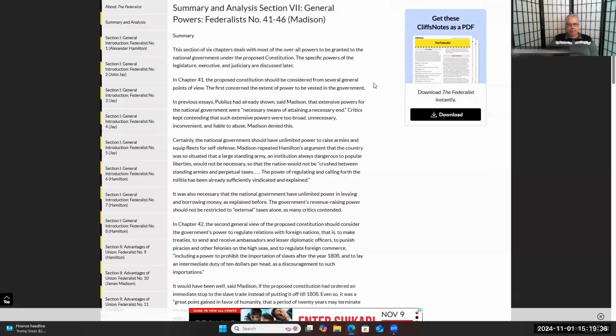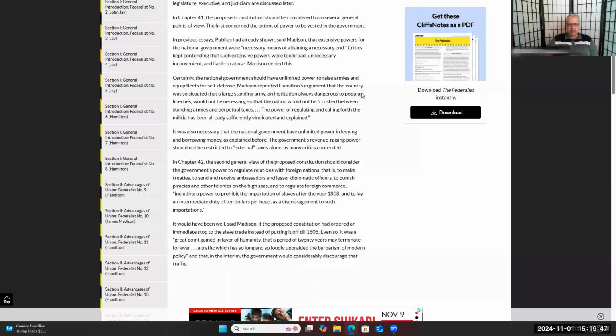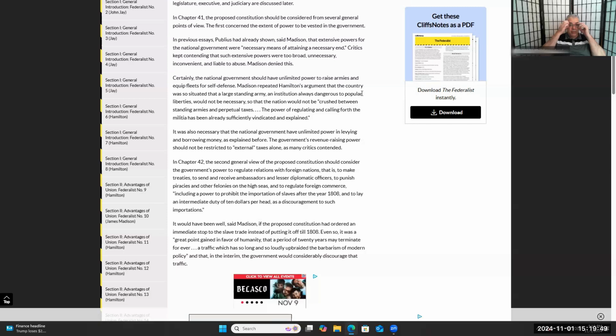Okay, general powers. In chapter 41, the proposed constitution should be considered from several general points of view. The first concerns the extent of power to be vested in government. So this, again, is important. This is a biggie. In previous essays, Publius had already shown, said Madison, that extensive powers for the national government were necessary means of attaining a necessary end. Critics kept contending that such extensive powers were too broad, unnecessary, inconvenient, and liable to abuse. Madison denied this, and this is the problem.